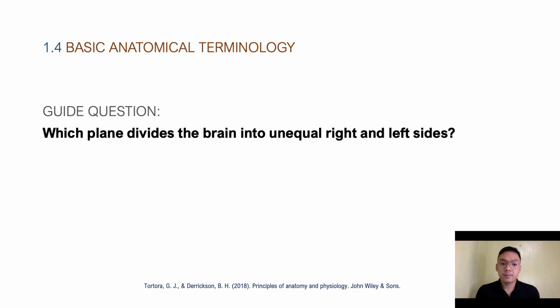Now we're moving ahead with the next guide question. Which plane divides the brain into unequal right and left sides? You're right, it's the parasagittal plane. It divides the brain into its unequal right and left sides.